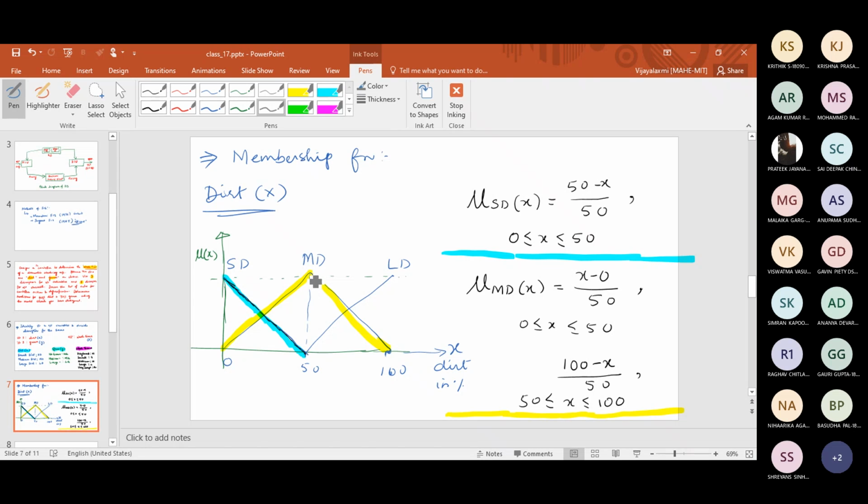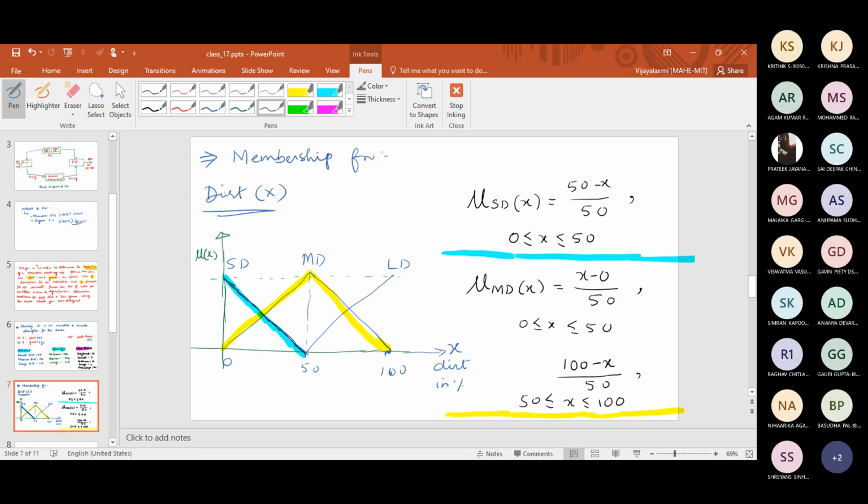Now coming to MD, that is medium dirt, it has two slopes you can see here. One is from 0 to 50, the other one is from 50 to 100. So in the denominator, the first one you will have 50, that is 50 minus 0. Here the denominator is 100 minus 50, that is why I have written directly 50. So the first part is (x minus 0) divided by 50, whereas this is (100 minus x) divided by 50. These are the two expressions.